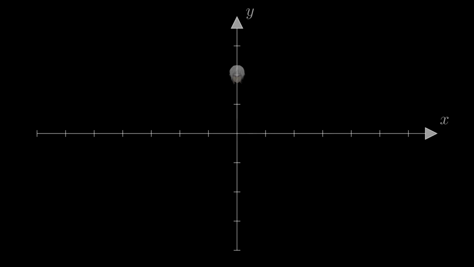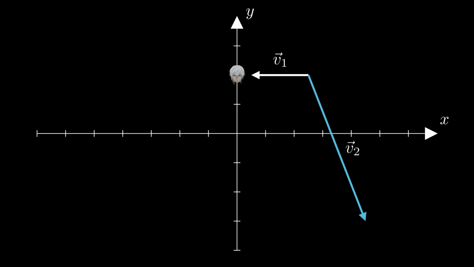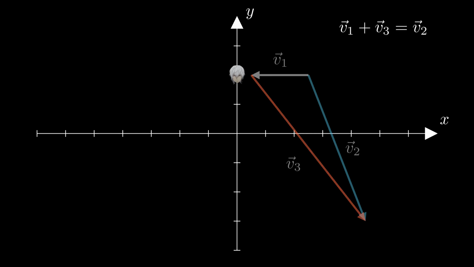Let's break it down. We have a vector traveling in a specific direction, the bullet's velocity. And we want to change this vector to travel in a new direction with a new size. The idea here is to apply some currently unknown vector in order to arrive at the velocity that we want. We can do this using addition. In other words, v1 plus v3 is equal to v2.